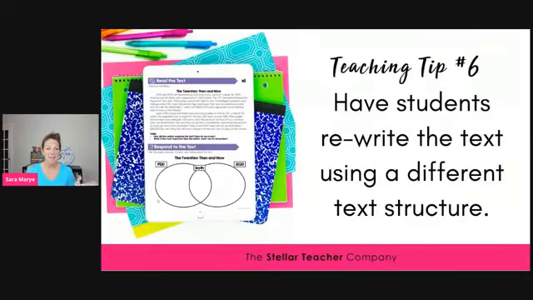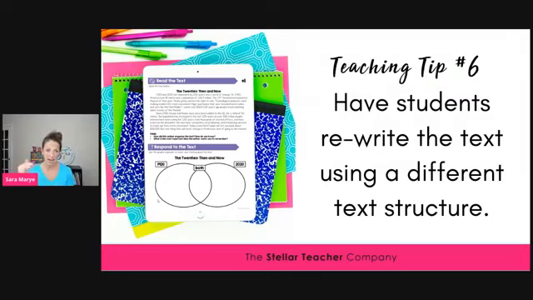And then the last tip that I'm going to share with you guys for today is, one good way to help them solidify their understanding of the text structure, and it also helps with that reading-writing connection, is have students rewrite that text using a different text structure. Now, this might require them to do a little bit of additional research, but again, this is a good way for them to think about and understand how authors organize information, if they have to take a text that is written in one text structure and rewrite it in another one.